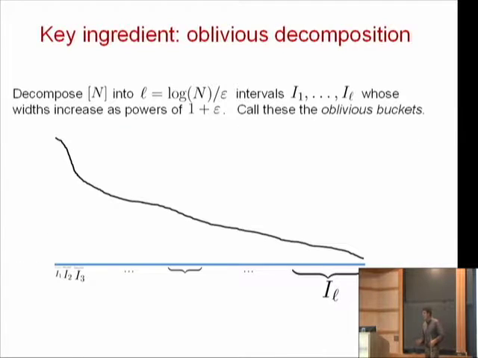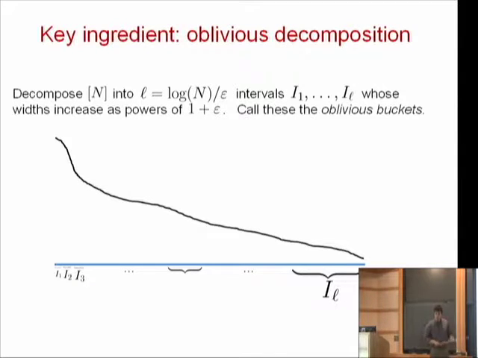Let's see the upper bound. How does the upper bound work? It's actually via a kind of dual thing. The way I think of it, the key ingredient is this oblivious decomposition of the distribution. So we have a monotone decreasing distribution. We're going to think of decomposing the interval into log n over epsilon intervals. And these intervals have increasing widths. Okay, so the first interval is very narrow, then it gets wider, wider, wider. The last interval is quite wide.